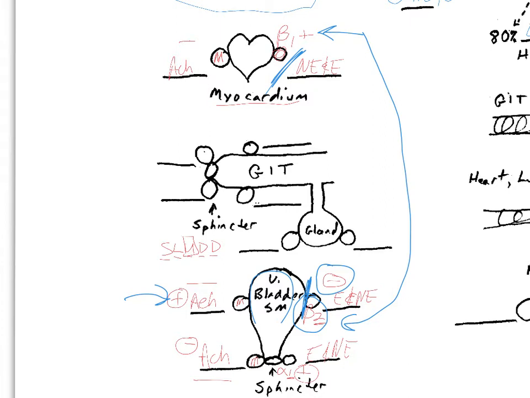I could get around this because this is a 2 and that's a 1, if I used beta 1 blockers exclusively rather than just beta blockers. Probably more expensive. Okay?